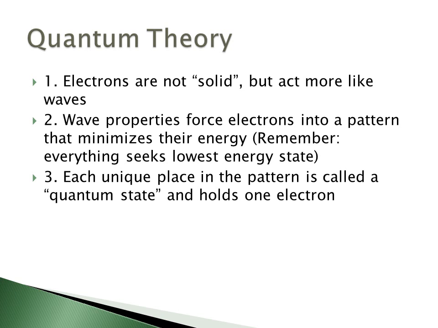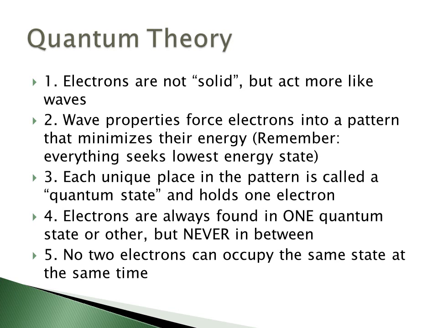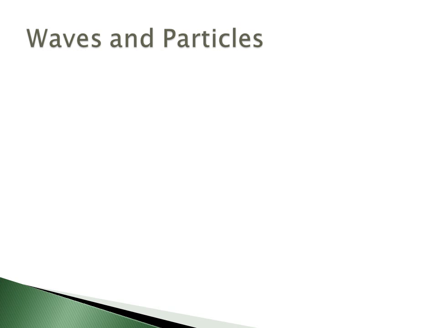Each unique place in this particular pattern is called a quantum state, and each quantum state can hold a single electron. Electrons are always found in one quantum state or other, but they are never found in between states. So it can't exist in between. It's either in one state or it'll jump to another state, but it's not going to be halfway there. Also, another rule of quantum theory says no two electrons can be in the same state at the same time. Electrons can switch places, but they can't both be in the exact same state.